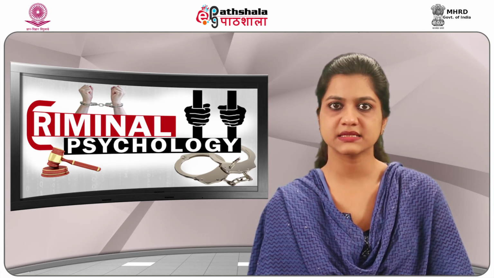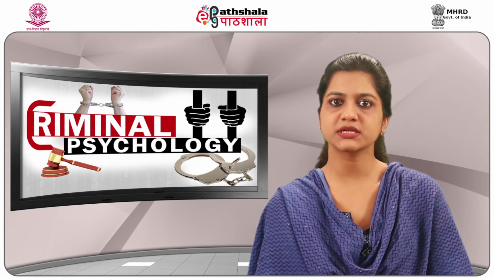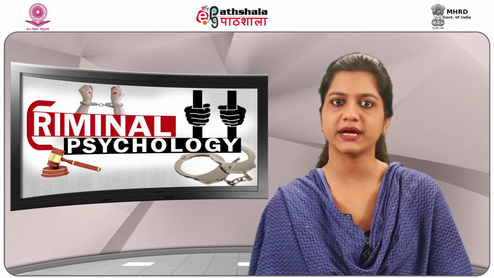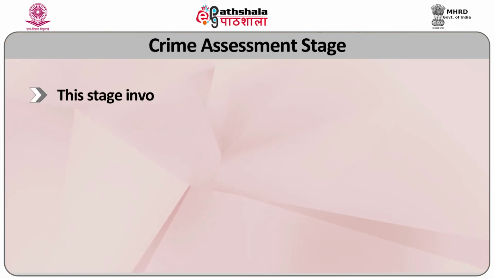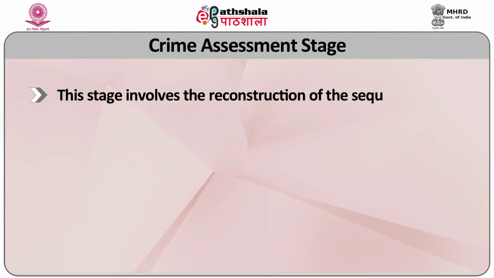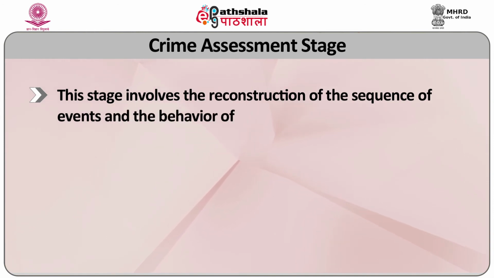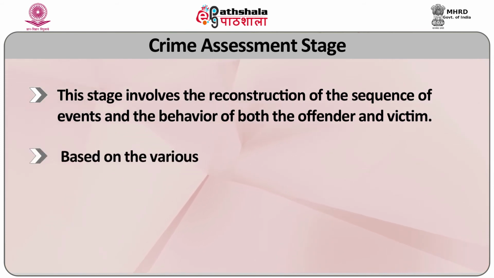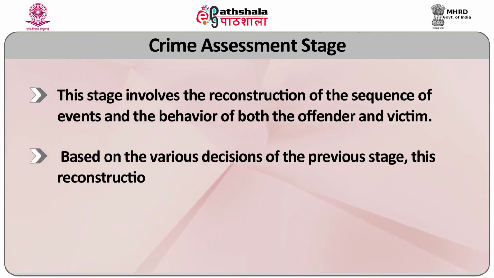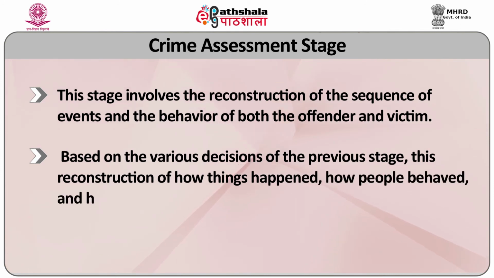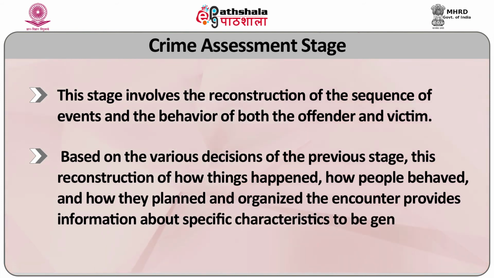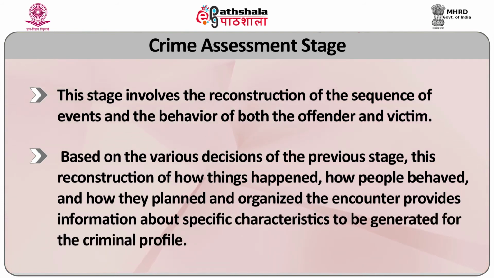3.2. Decision process model stage. The decision process begins by organizing and arranging the inputs into meaningful patterns. Third, crime assessment stage. This stage involves the reconstruction of the sequence of events and the behavior of both the offender and victim. Based on the various decisions of the previous stage, this reconstruction of how things happened, how people behaved, and how they planned and organized the encounter provides information about specific characteristics to be generated for the criminal profile.